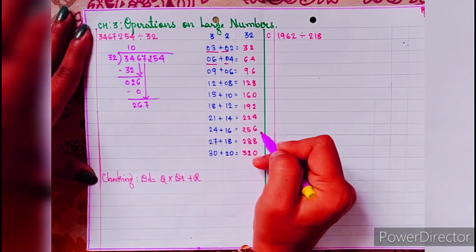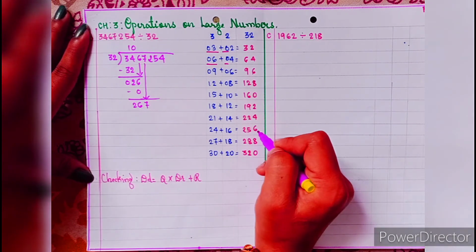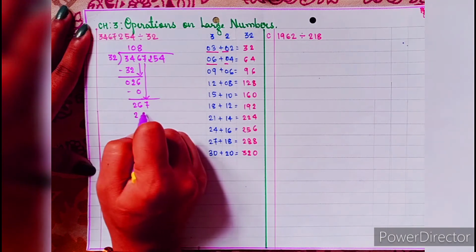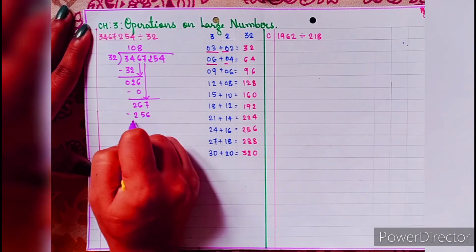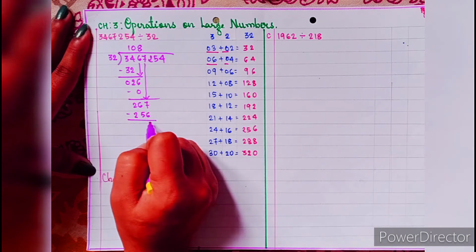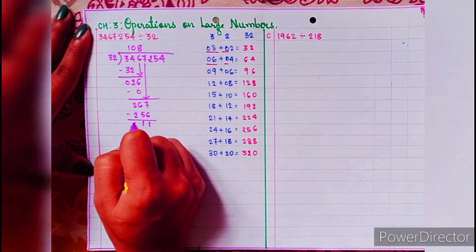So which is the nearby number? 288 is a big number, so we can consider 256. What's the 8's are? Therefore 32 8's are 256. Now from 7, 6 goes out, remain 1. From 6, 5 goes out, remain 1. From 2, 2 goes out, remain 0.